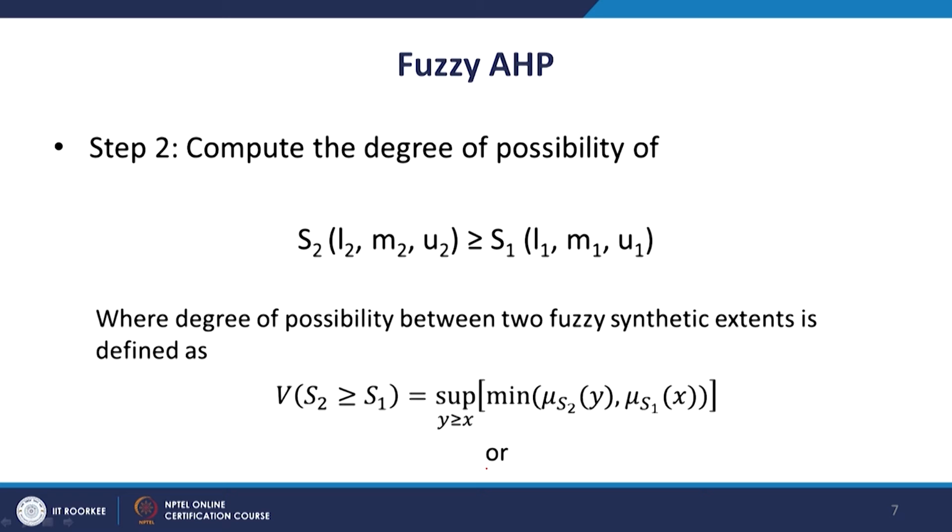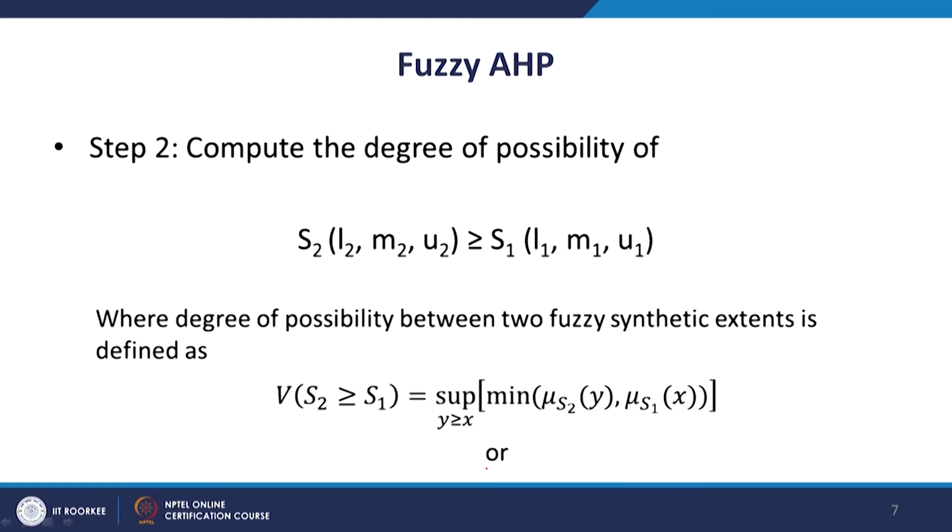Once this is done, we move to step number 2: compute the degree of possibility of S2 being greater than or equal to S1. So, again let us consider that we have two fuzzy synthetic extent values S1 and S2 with respect to two objects, object 1 and object 2. Now, if we were to compare them, what is going to be the degree of possibility that S2 is greater than or equal to S1? So, how do we compute that?